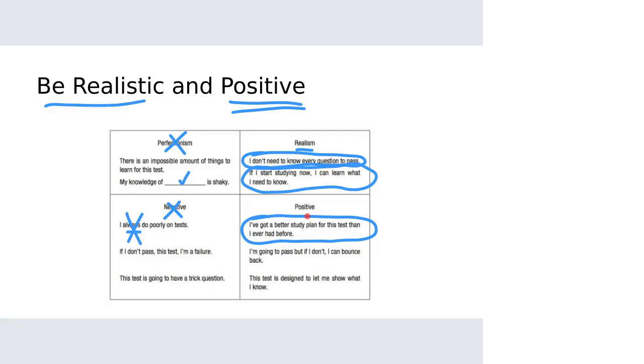If I don't pass this test, I'm a failure. Absolutely not true. This is one test in one class in one semester of your academics. There's so much more to you than that; this doesn't define you as a failure. I'm going to pass this test, but if I don't, I can bounce back. And that's true. Yes, it feels like, okay, Halloween's coming up, we're in week 10 now. But we still have work to do in chapter 2, chapter 3, some chapter 4. We have another exam. So there are a lot of opportunities ahead to improve if this test doesn't go the way you want it to.